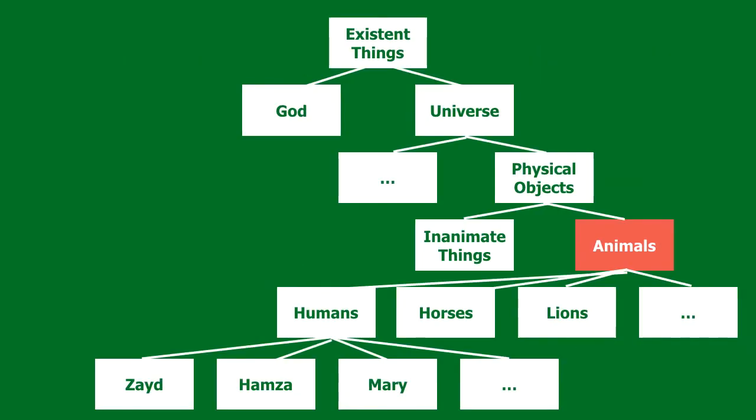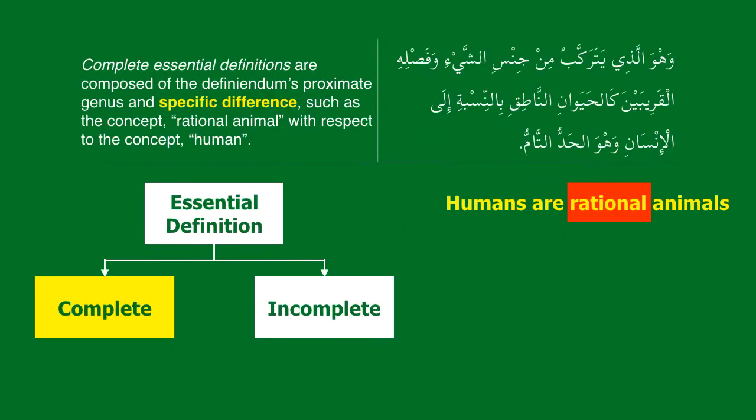The specific difference, remember, is that which differentiates the species of human from other species of the genus, animals, in other words. So the specific difference that differentiates humans from other kinds of animals is rational. And so this is a complete essential definition. Humans are rational animals. It captures all of the definiendum's essential characteristics.